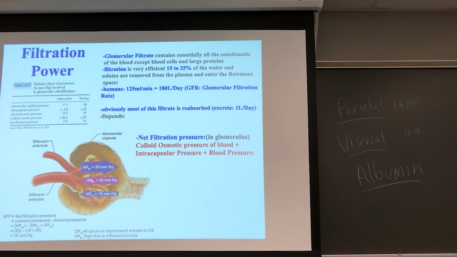There is a pressure pushing back because there's fluid in the glomerular capsule and it can only leave so quickly, right? And that's called the hydrostatic pressure of CS, which is capsular pressure, or the capsule pressure. So that's water pushing back. Notice it's about 15 millimeters of mercury.